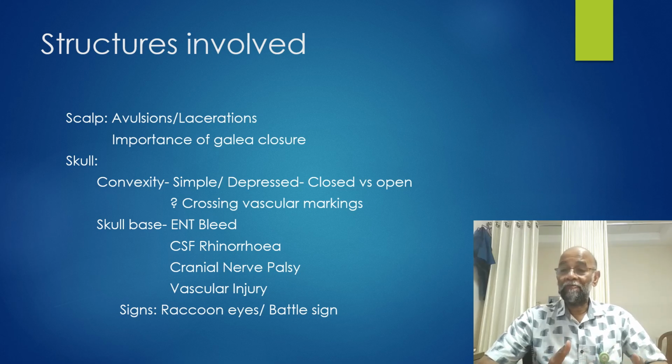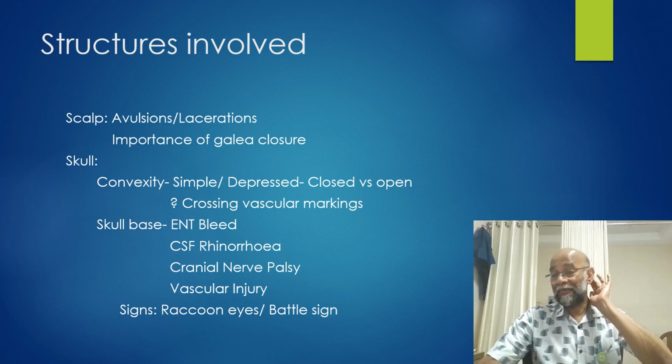Vascular injuries because of skull base fractures are fortunately not very common, but they can be devastating. Carotid artery can be injured. These are very difficult to manage except by endovascular procedures. Some of the well-known signs of skull-base fractures include raccoon eyes or battle sign, which is a bruising over the mastoid region, reflecting a middle cranial fossa fracture.